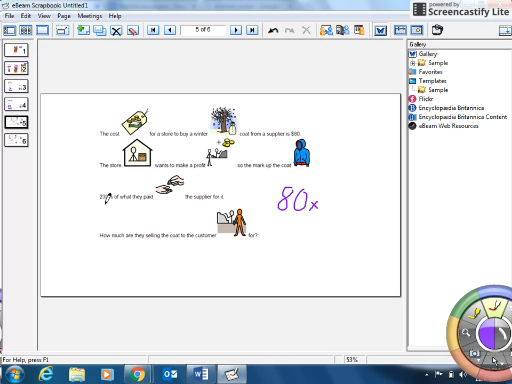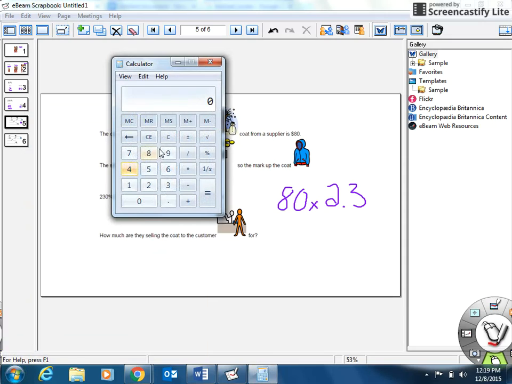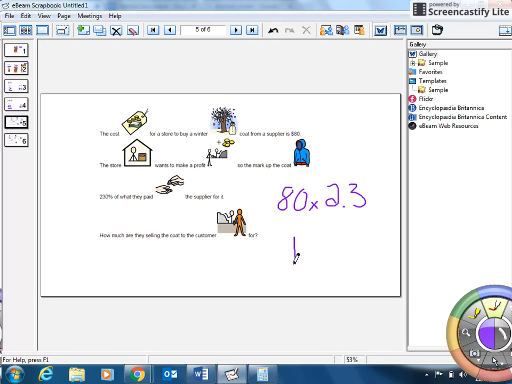What did we say 230% works out to be as a decimal? 2.3. So if I multiply 2.3 by my 80, that should give me the cost to the customer. I'm just going to pull up my calculator really quick. Maybe one of you guys can help me out. What is 80 times 2.3? Go ahead, studio audience. 184.